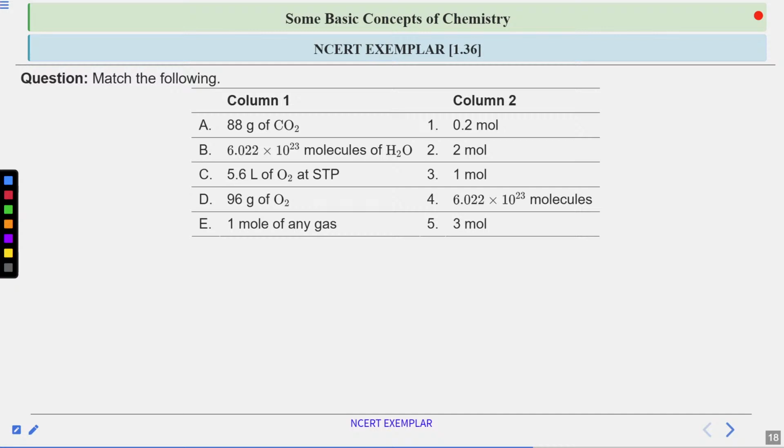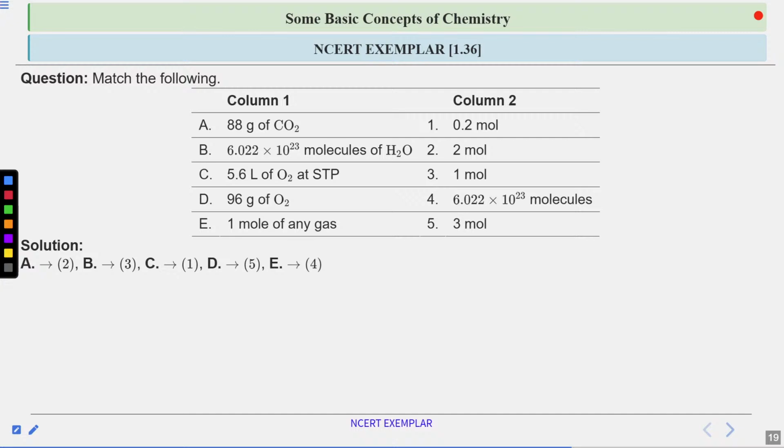So here is a match the following type question. You have to match each of these with the respective column 2. How we'll do this? You must be clear with your conceptual ideas of mole concept, then it will be very easy. You will have 3 terms in that case. This is your correct answer.